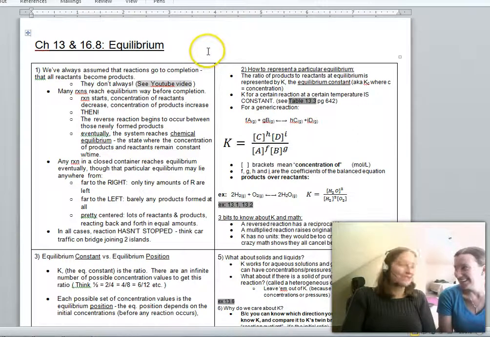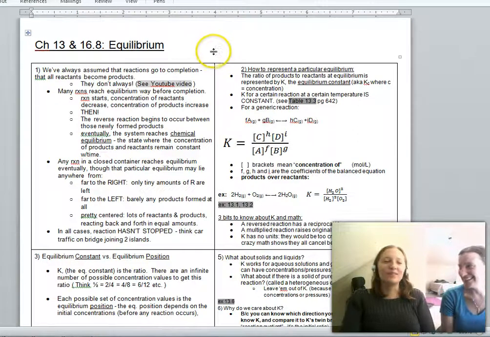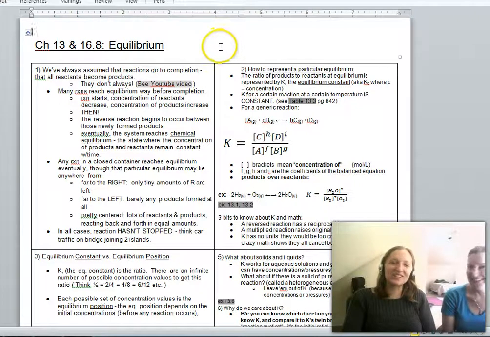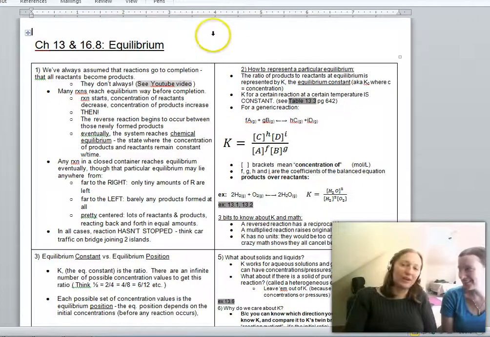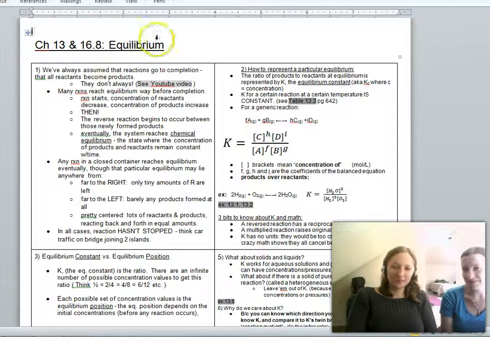Everyone, this is my first lecture on equilibrium, which is chapter 13, and chapter 16.8, which is from thermodynamics, but we're going to go back and pick up a little bit, which relates equilibrium to thermodynamics.